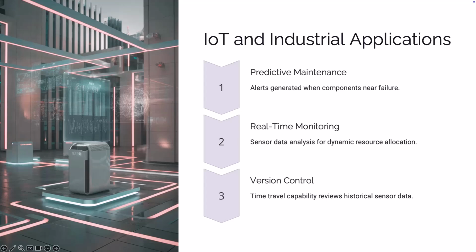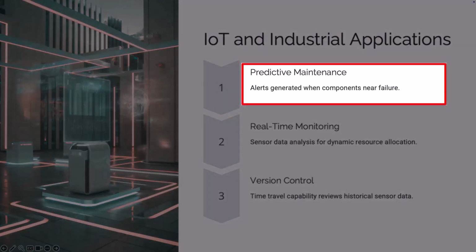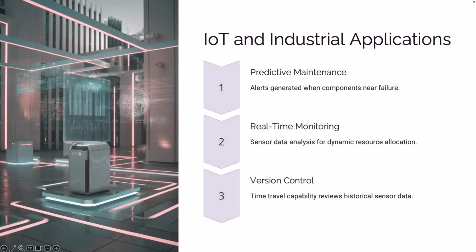Now, some of the use cases are, for example, predictive maintenance, right? So the IoT-enabled machines or sensors, which can be deployed in manufacturing, for example, can generate alerts when components are nearing a failure. So the Delta format can manage this data. It can update the data as well.